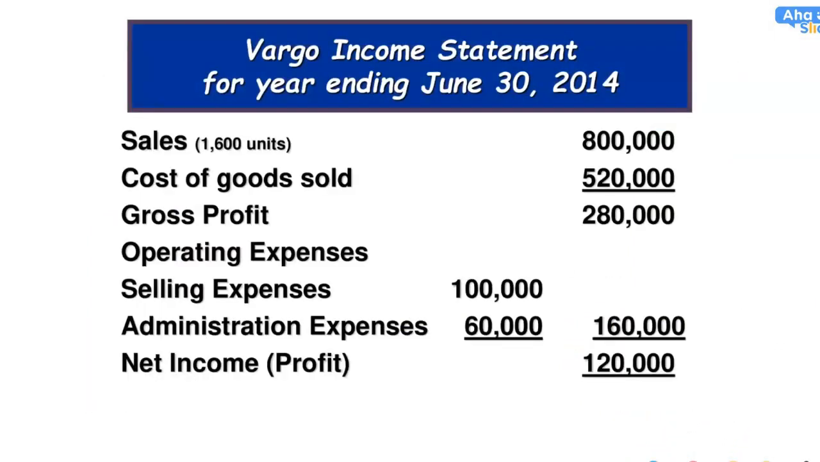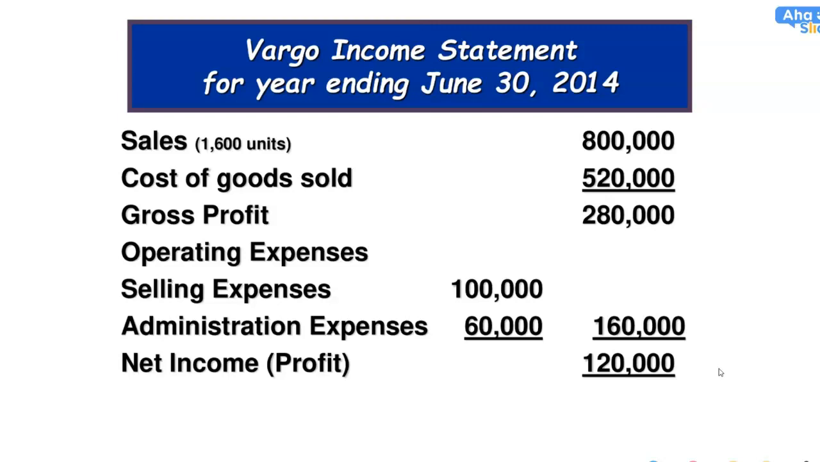Make sure you understand. All right, now we move in to something that's very important for us as management. We're back to the income statement. And we have here a Fargo income statement, the year ending. Sales, 1,600 units, 800,000. Cost of goods sold, that's direct material, direct labor, overhead, whatever, 520. Selling, 100,000, and administration, 60. So I have a profit of 120.